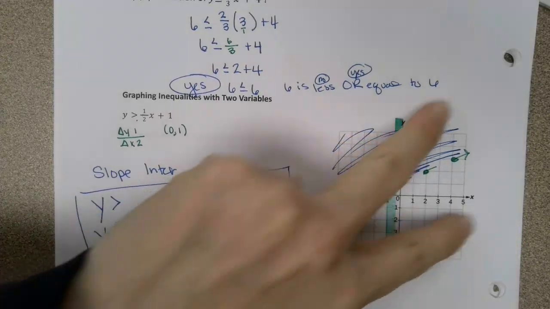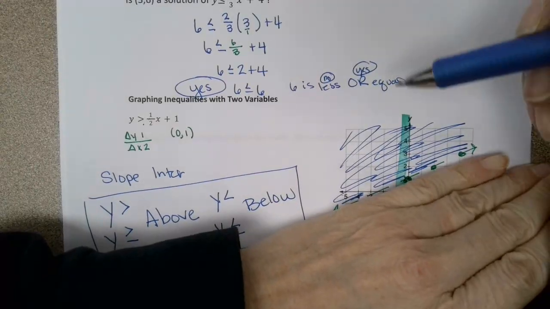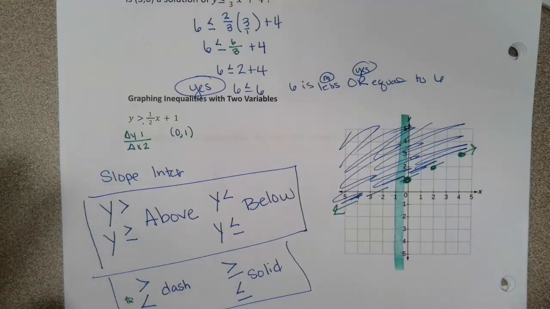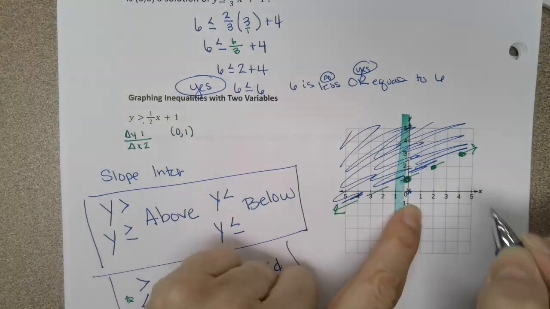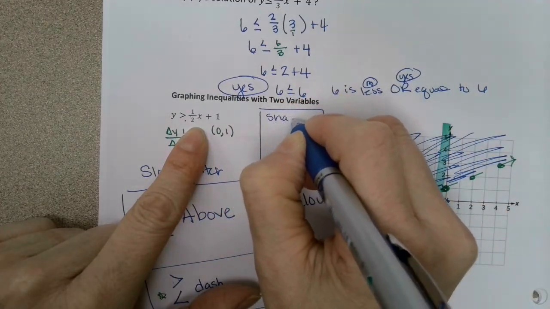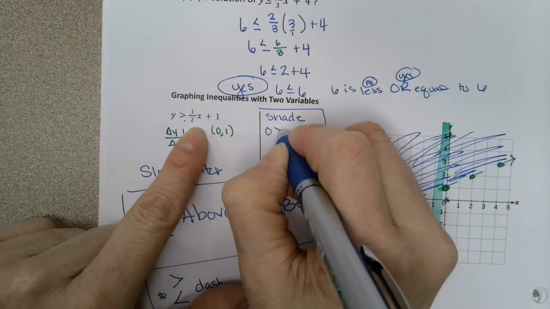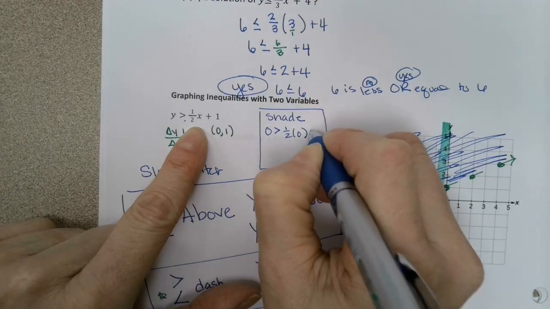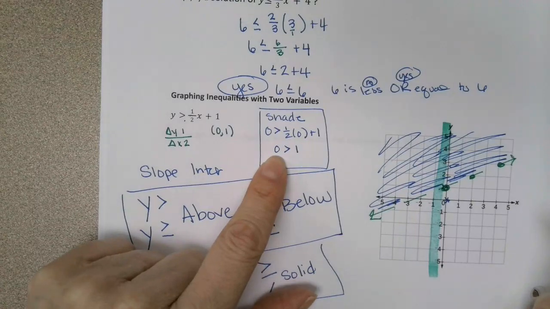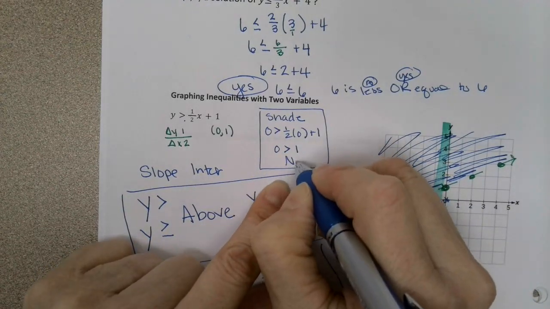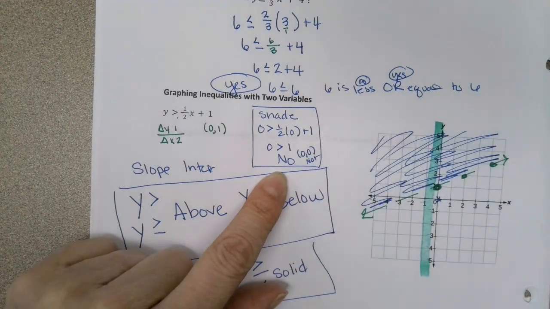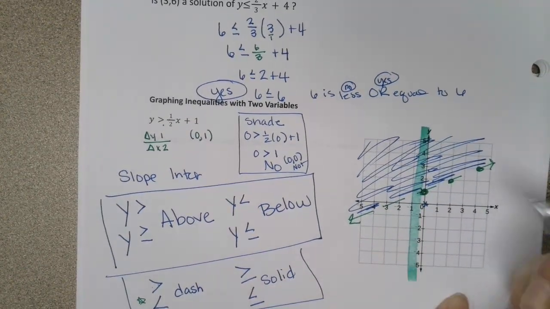So you can always look at your line and say, well, my line's sitting here. I could pick a point above or pick a point below and see if it works. The easiest point to ever use is 0, 0. So you could check your shading by plugging in 0 and saying, is 0 really greater than 1? 0 really is not bigger than 1, which tells me that the point 0, 0 is not shaded. And that makes sense. I did graph in the right direction.